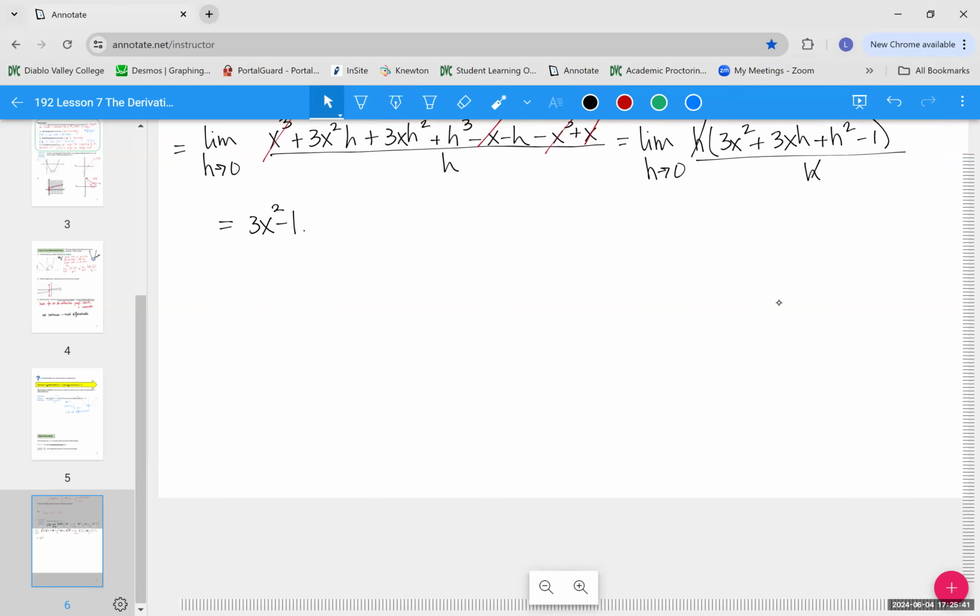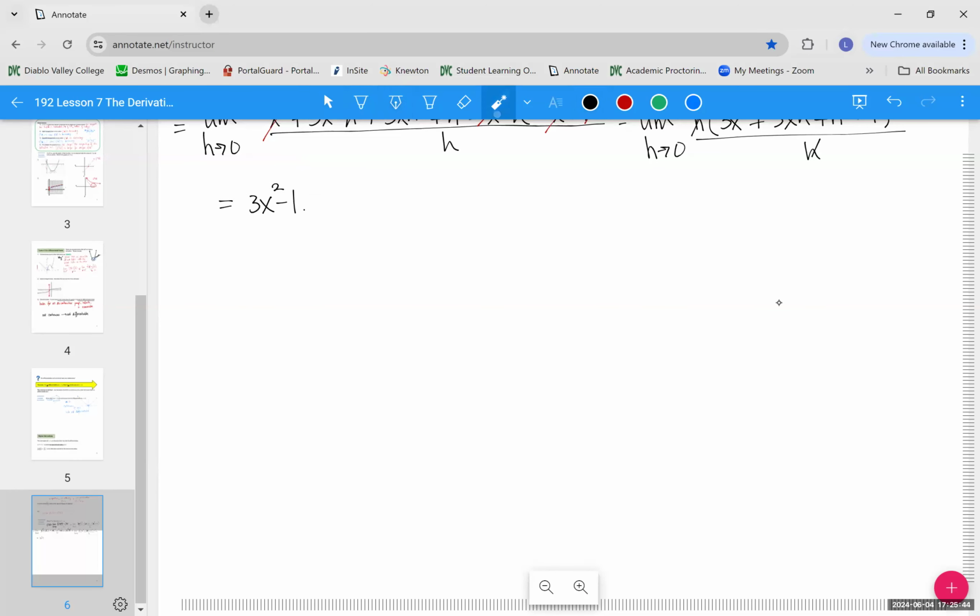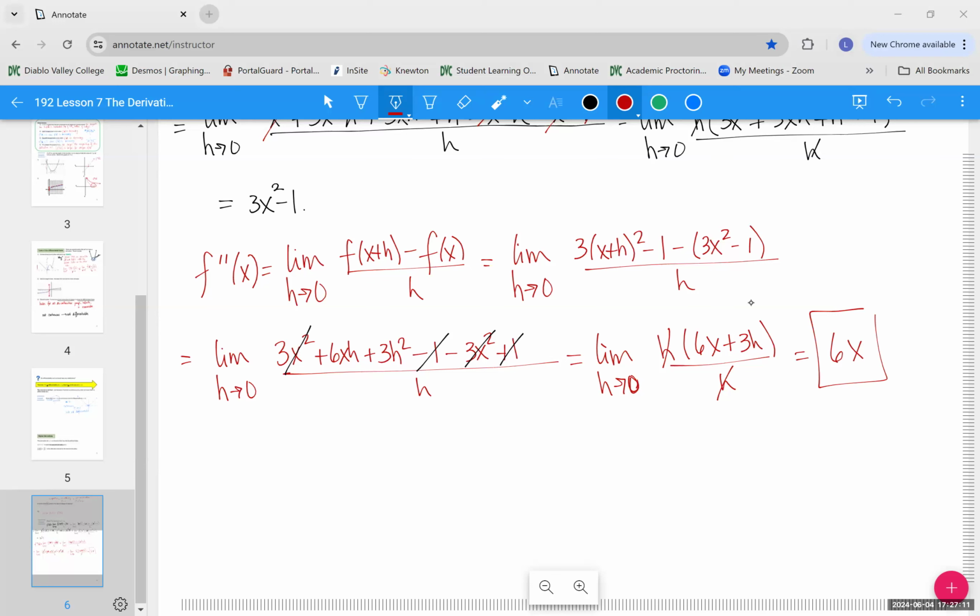Now we're going to do the process again, but on this function, we're going to find its derivative, and that is what we will call f double prime. So go ahead and pause, work that out, and come back. All right, give it a look. I just did all the algebra, multiplied it out, distributed my things, canceled what was opposite, factored out the h, and then plugged in h equals 0. And my final answer was that the second derivative of that original function is equal to 6x.